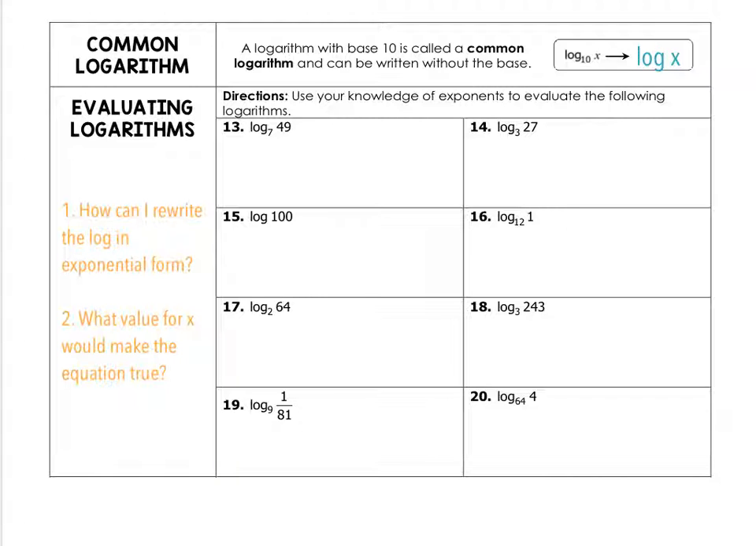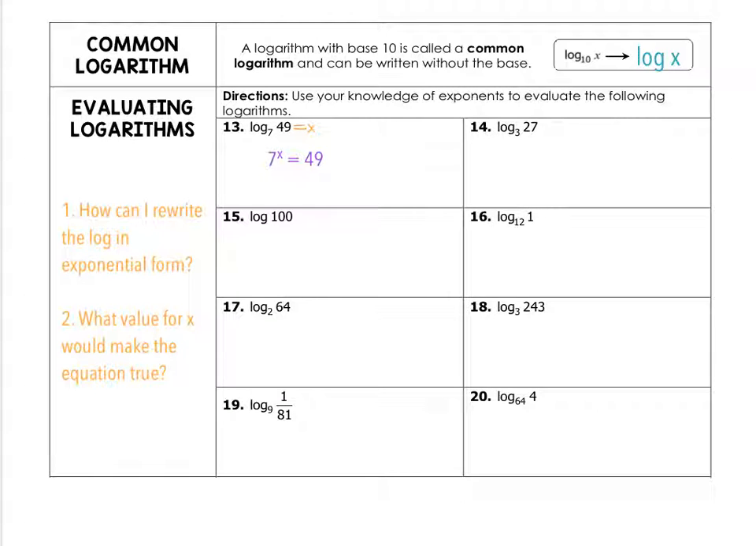So when I look at example 13, I see I have log base 7 of 49. It doesn't have equals anything, because I don't know what it equals. And when we have an unknown in algebra, we like to say equals x. I could rewrite it like that. So how can I rewrite the log into exponential form? That would give me 7 to the x equals 49.